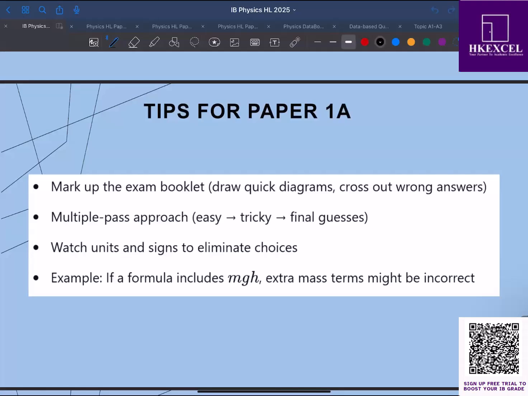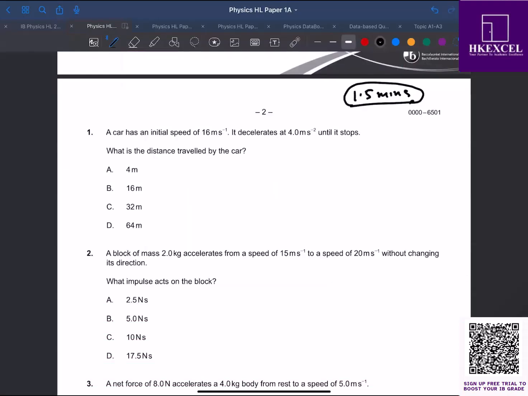So let's have a look. For example, if you look at this first question from the specimen paper, it's better to highlight the important key information that is given. Okay? So let's say a car has an initial speed of 16 meters per second, and it decelerates at 4 meters per second squared. Underlining or marking this key information will help you solve the problem easily.